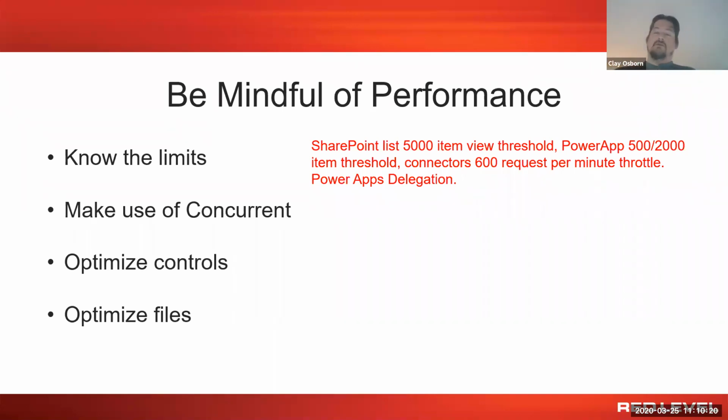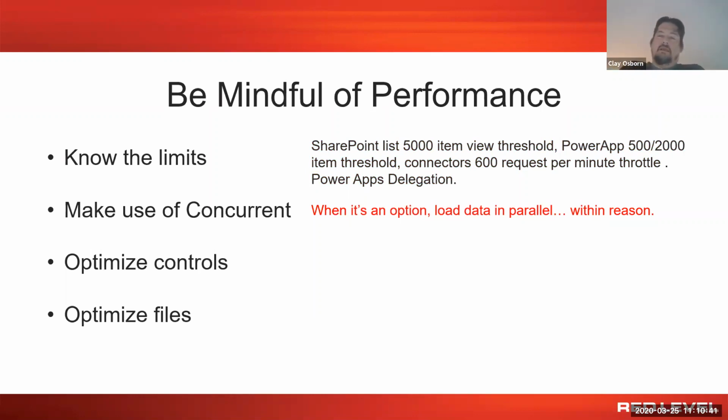Also the connectors, there's a 600 requests per minute throttle on that. So again, you're not going to be pounding those connectors. You just have to take that into consideration, what you build into the app. Now there's another function in Power Apps called concurrent. It's an actual function that you can wrap calls in.